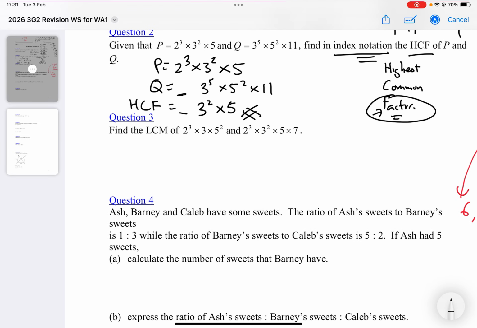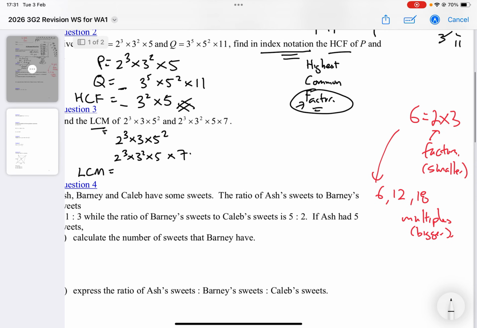So same one, I write down the numbers that I'm given, one row above the other. The second row is 2 cube times 3 square times 5 times 7. This time I want to find the LCM. The keyword is M. M is multiple. Multiple is something that is bigger.